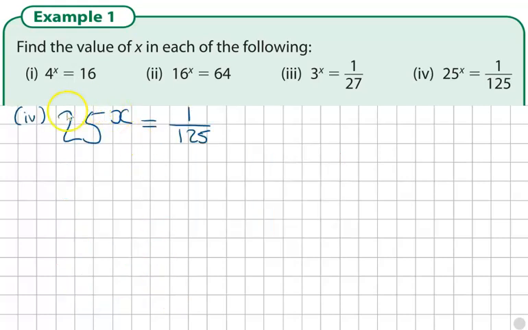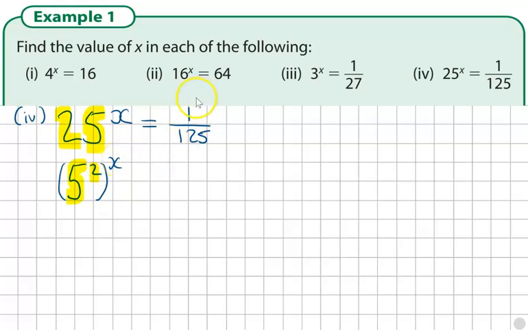Part 4. 25 to the power of x is equal to 1 over 125. So both of these numbers can be rewritten as a base of 5. I'm going to start with the left-hand side. 25 I can rewrite as 5 squared. So I'm going to have 5 squared with brackets, and then I bring down the power of x. I must include brackets when changing the 25 to 5 squared.